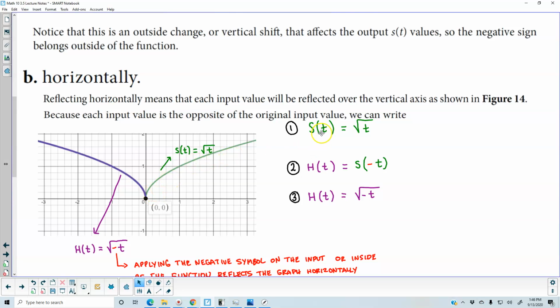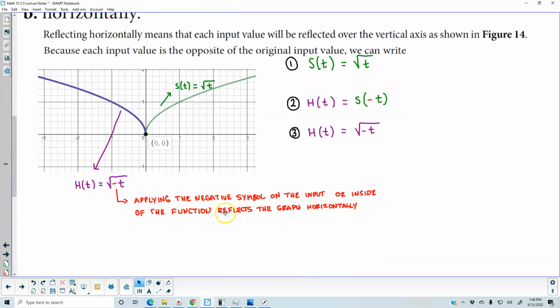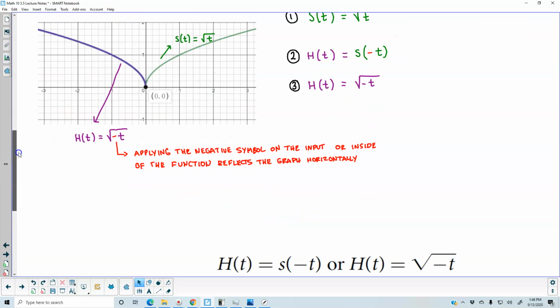Again, our original function s of t is the square root of t. Create a new function h of t, where we take a negative value and multiply it by the input. So we get s of negative t. Therefore, h of t is equal to the square root of negative t. And you can see that it reflects on the vertical axis. So applying the negative symbol on the input, or the inside of the function, reflects the graph horizontally.